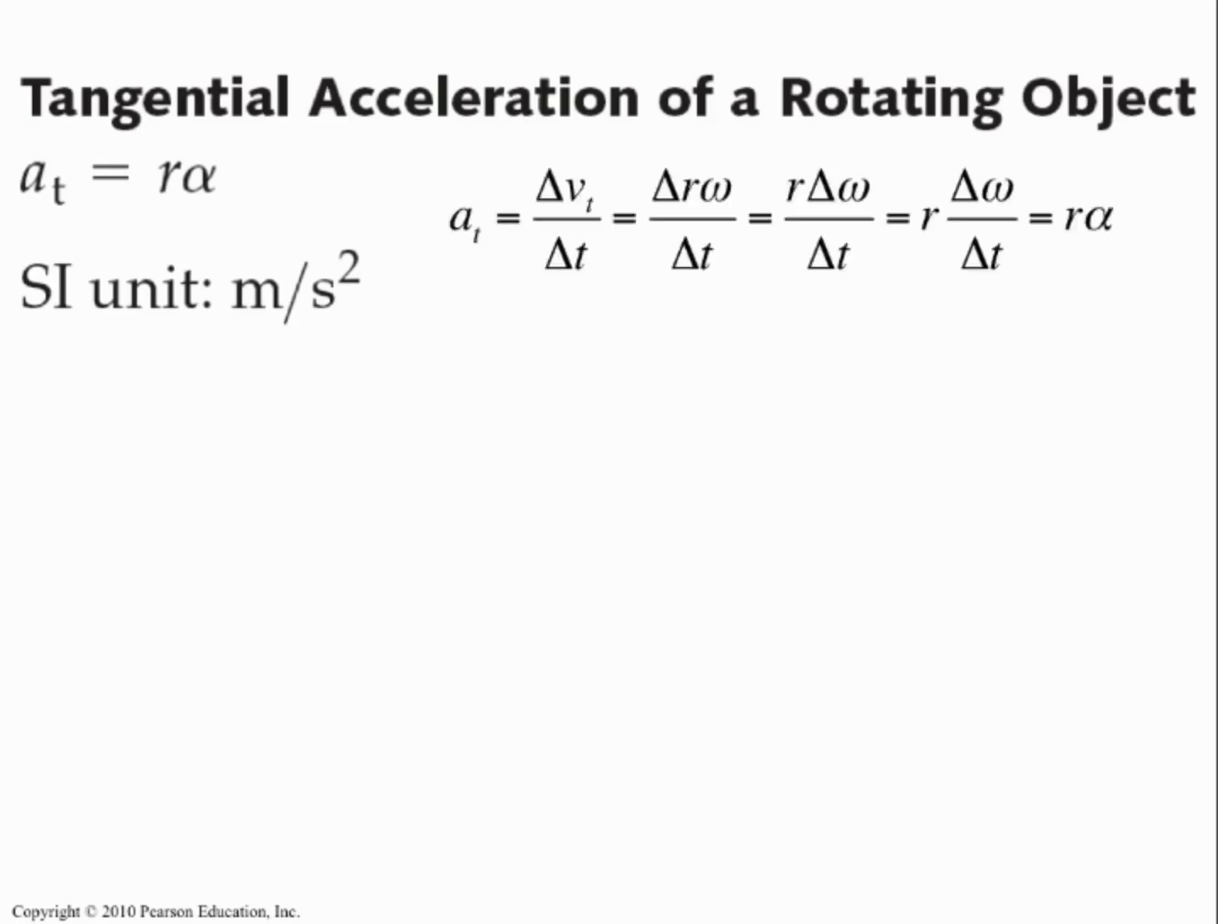Now, quick proof of why a sub t equals r alpha, just for those of you who like proofs. A sub t is the same as delta v t over delta t, which is the same as delta r omega over delta t, because v t is r omega. And that's the same as r delta omega over delta t, which is simply rewritten as r alpha.